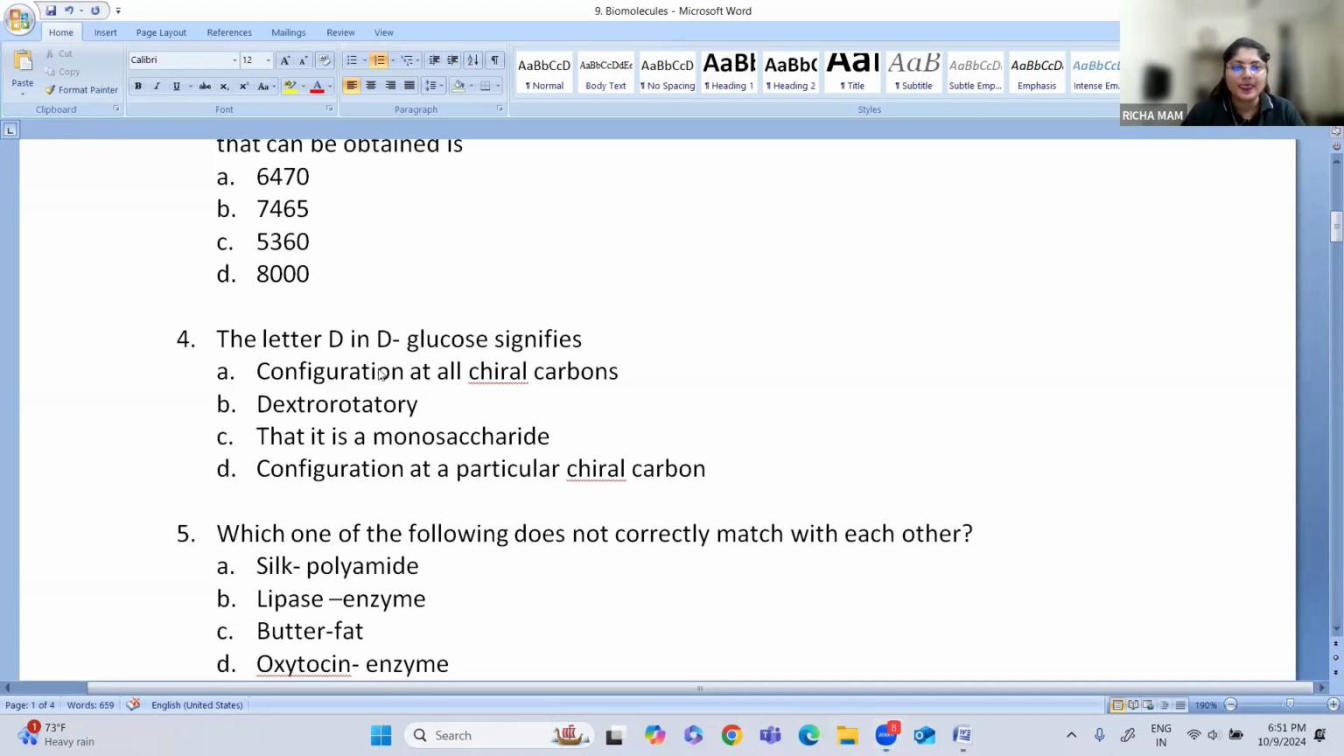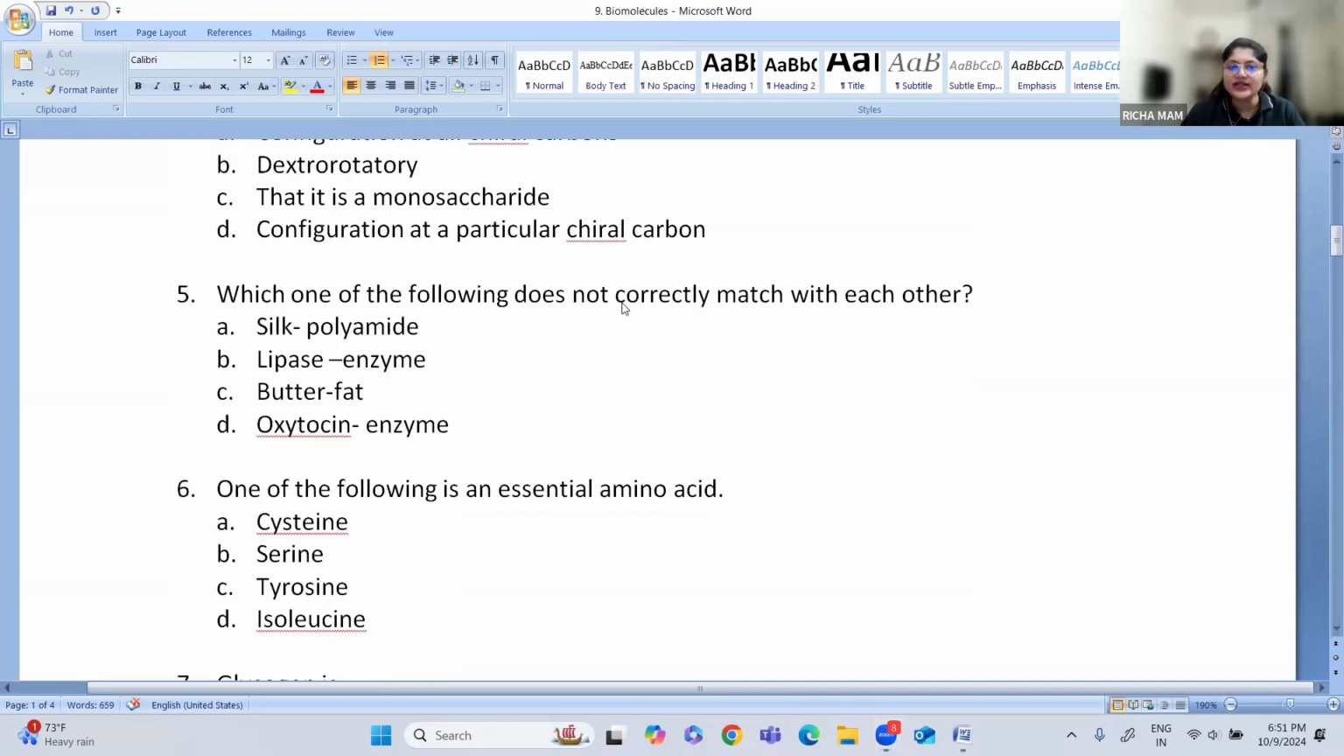Okay, next question. Which one of the following does not correctly match with each other? A, silk is a polyamide; B, lipase, enzyme; C, butter, fat; D, oxytocin, enzyme. Which of the following does not correctly match with each other?